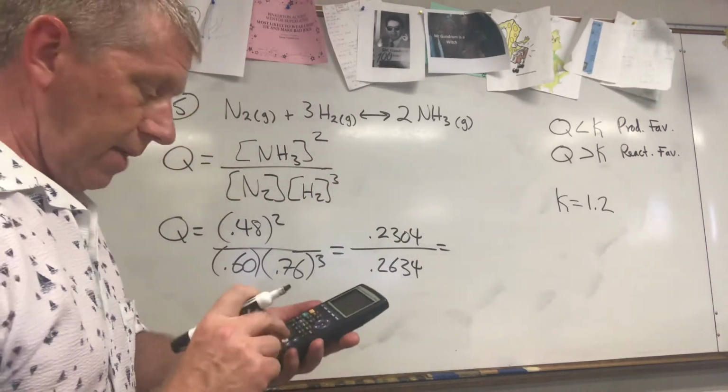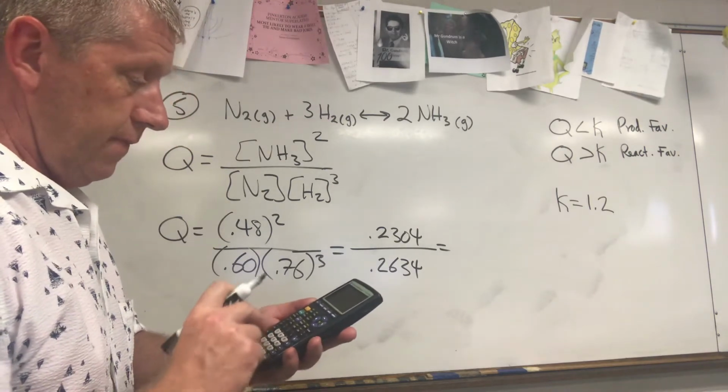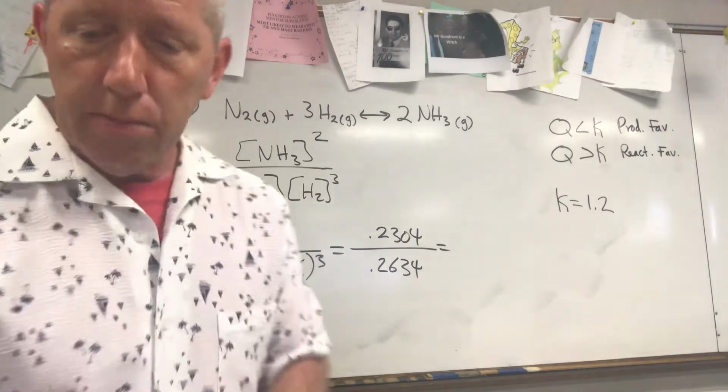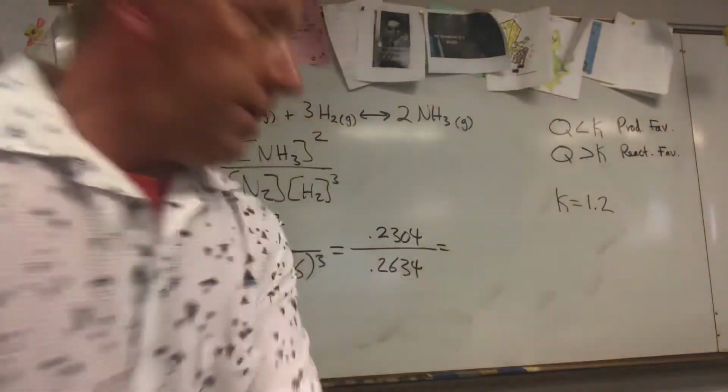Let's see what that means. Let's see if I can get an answer. 0.2308 divided by 0.263. All right, we get 0.875. Yep, that's what our answer says here, 0.875.